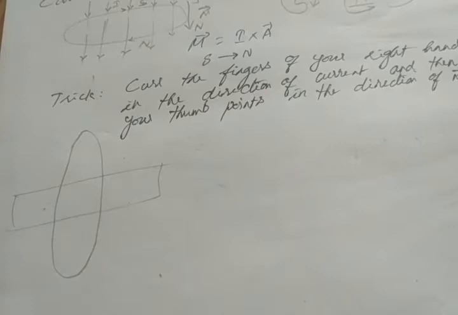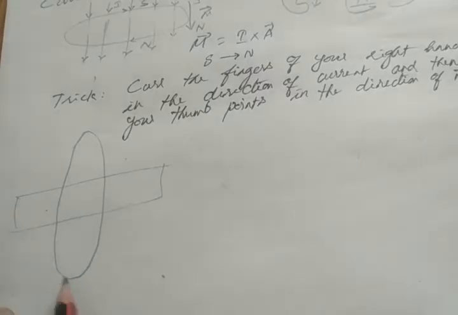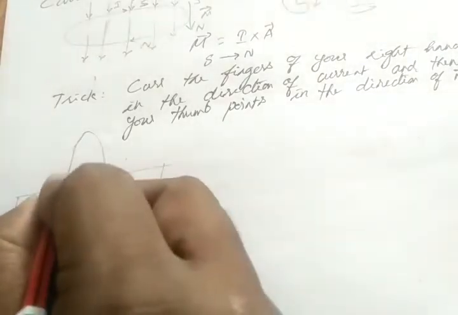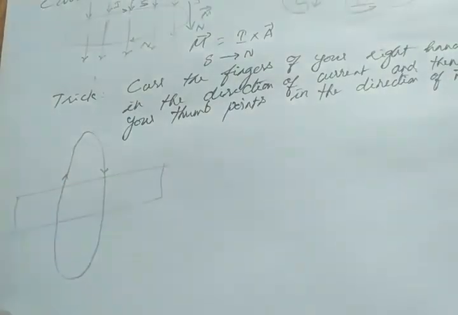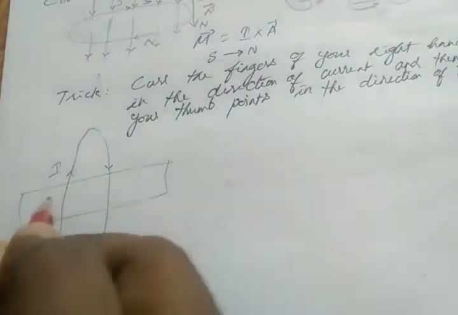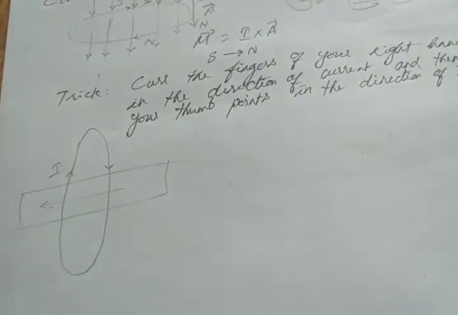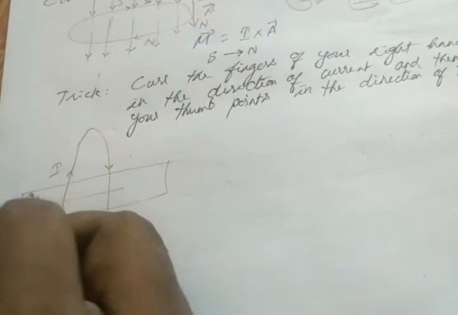So if a current carrying loop behaves as a magnet, then what will be the magnetic field of that loop? That is what we have to derive. Here we have a loop. This loop carries current in clockwise direction. Then what will be the direction of the magnetic dipole moment? Curl your 4 fingers in the direction of current, and the thumb points towards the direction of the magnetic dipole moment. So it points like this. This is my direction of dipole moment.